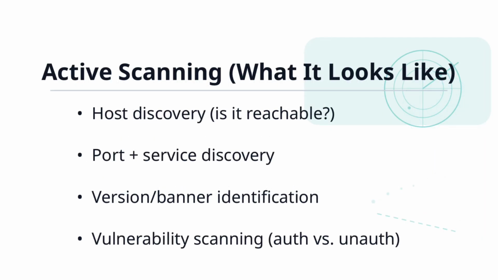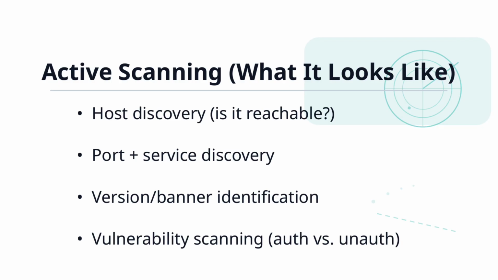Active scanning means generating traffic to a target to learn something concrete. You might start with host discovery, checking which IPs respond. Then you move to port scanning to see what's listening, followed by service detection to identify protocols like HTTP, SSH, or SMB. Often, scanners attempt banner or version identification because software versions help estimate risk. Finally, vulnerability scanning checks for known weaknesses.